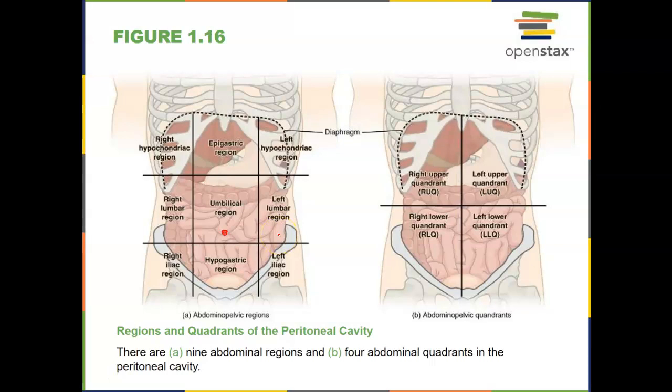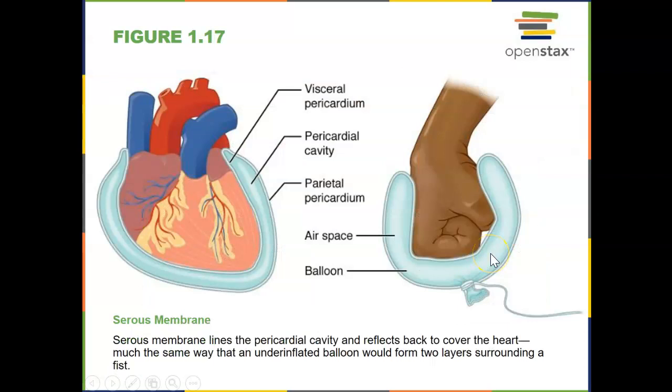Each one of these regions are going to contain different organs down here in the right and the left iliac region, depending on whether or not the individual is male or female. That'll come later. When you're looking at the quadrants, the right upper quadrant, left upper quadrant, right lower quadrant, left lower quadrant, that's pretty easy to identify.